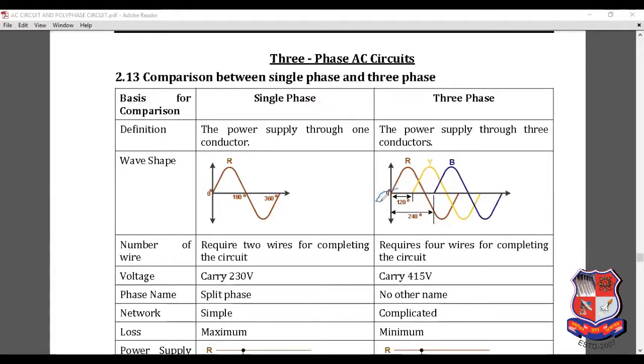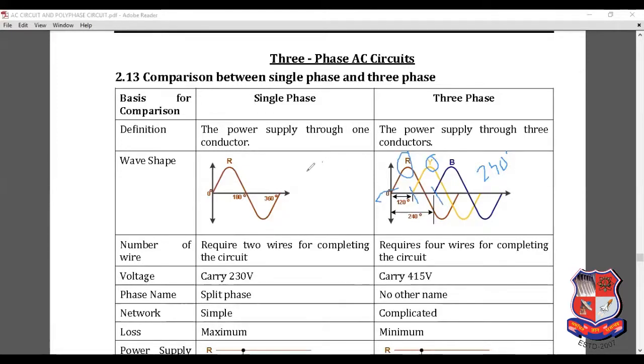See, the position of this 0 and this 0, it means R conductor and Y conductor. Let's say R is the reference conductor. So Y conductor is 120 degree lagging behind the R conductor. Same for B conductor, it is also 120 and 120 more. So it is 240 degree lagging behind the R conductor. Okay. So this is the basic difference.